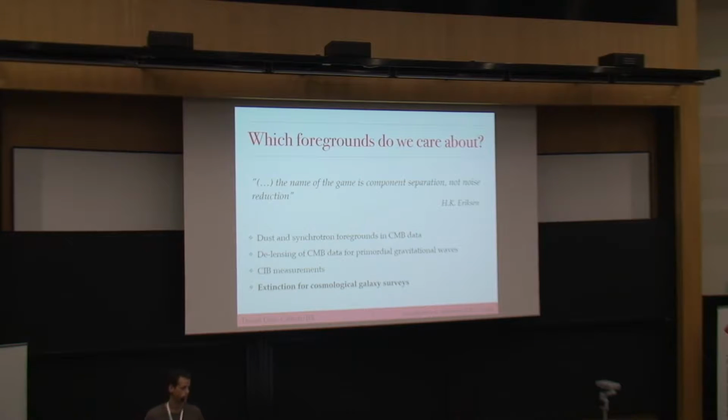Another thing that I've been talking about last week is the cosmic infrared background, which is also an important cosmological probe, but also a contaminant to the CMB. And lastly, and that's what I'll be talking about for the next few minutes, we should also worry about extinction for current and next generation cosmological galaxy surveys, such as DES, KiDS, LSST, and all these fantastic instruments and surveys that are coming online now.